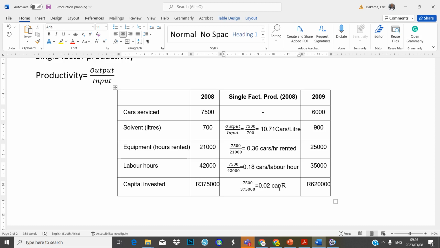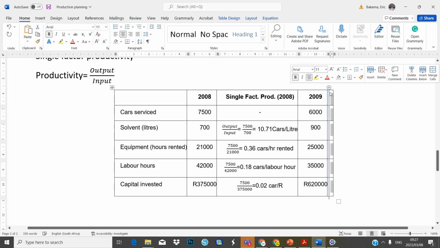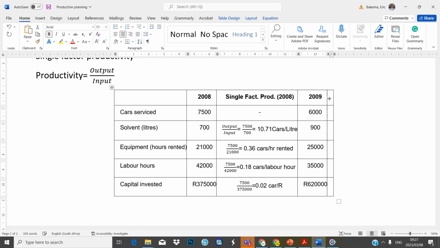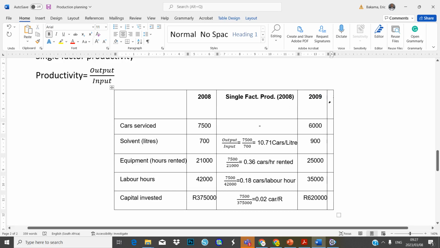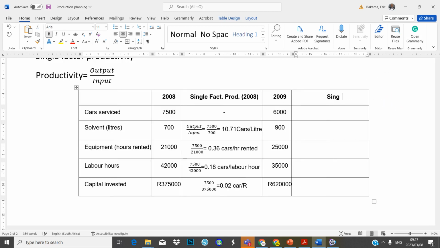So in a nutshell, this is what happens in terms of the productivity. You see that we always take our output and divide by the input. This is what has been done for the single factor productivity, so I'm going to call it single factor productivity. Now this one here is for 2008.